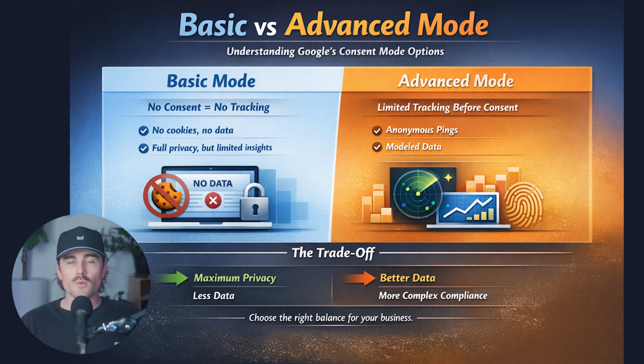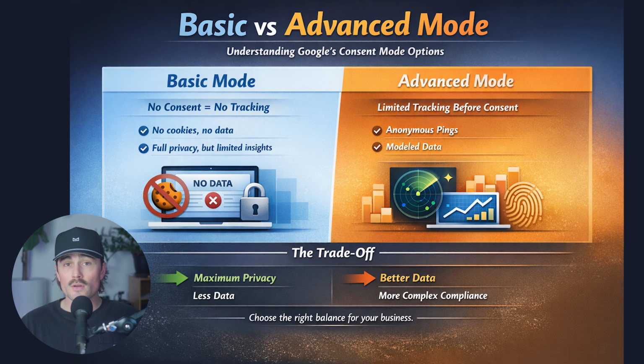Basic versus advanced mode. Keep this simple. This is where most people get confused, so let's simplify it. There are two ways to run consent mode. Basic mode. Basic mode is exactly what it sounds like. Nothing fires until the user says yes. So no consent equals no tracking. No cookies equal no data. Super clean from a privacy standpoint, but you're gonna lose a lot of data.